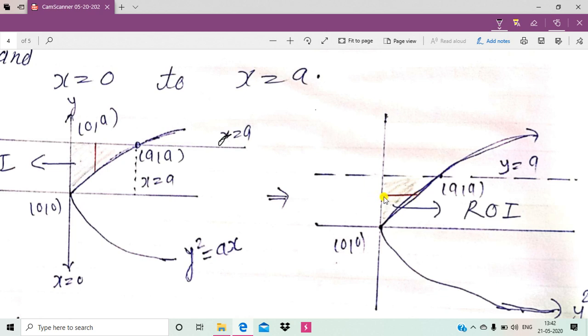So the lower limit of x will be 0 and the upper limit of x will be y square by a, and the limits of y will be from this height up to this height. Here, as we can see, the value of y is 0 at the origin, since it is on the x-axis, up to y equal to a. Since this point is the point a, where the value of y is a, the constant limits of y will be from 0 to a, and the variable limits of x will be from x equal to 0 up to y square by a.